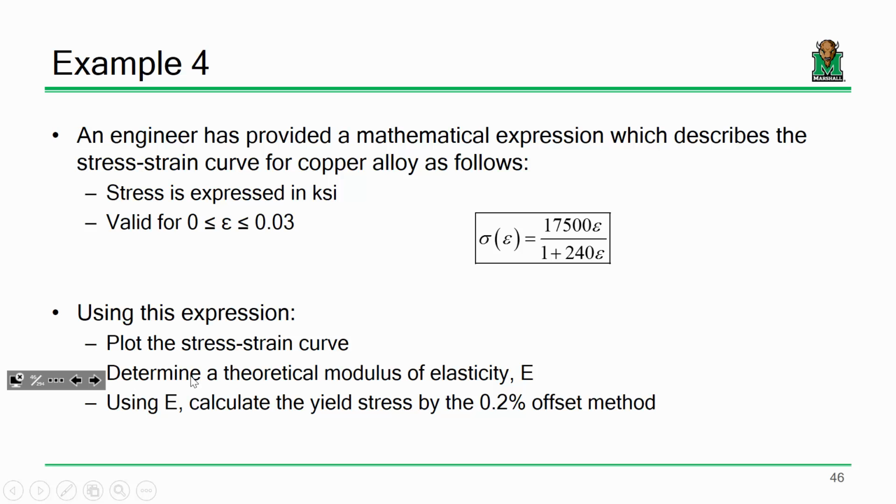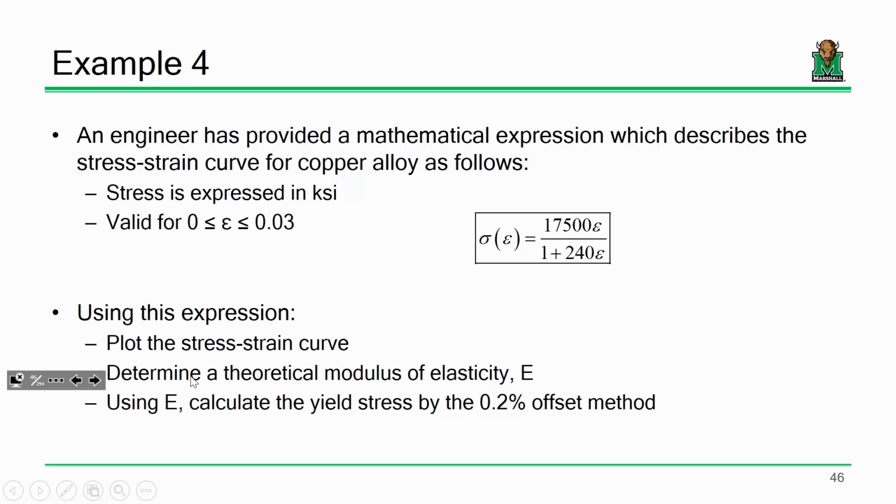And the example is going to be looking at a stress-strain curve. And essentially, what we're going to try and do is take this curve and characterize a number of things. We're going to try and plot the stress-strain curve. We're going to try and look at the theoretical modulus of elasticity and looking at this 0.2% offset.